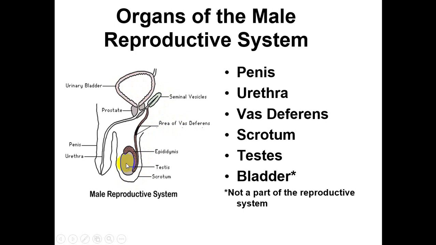The testis is part of it. That's the main producer of what? Sperm, under the influence of testosterone. Then we have the vas deferens. That is what carries or transports the sperm to the secretory duct over here, and is nourished by the seminal vesicles. We also have the prostate gland that attaches to the mouth of the urinary bladder. This is the prostate gland.